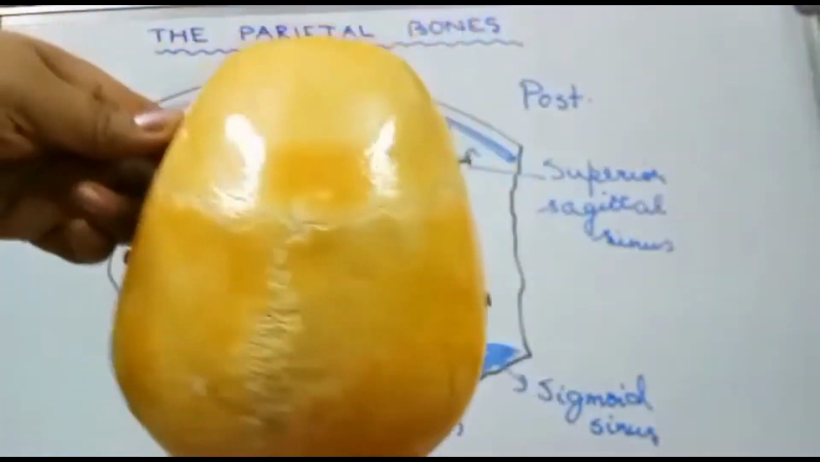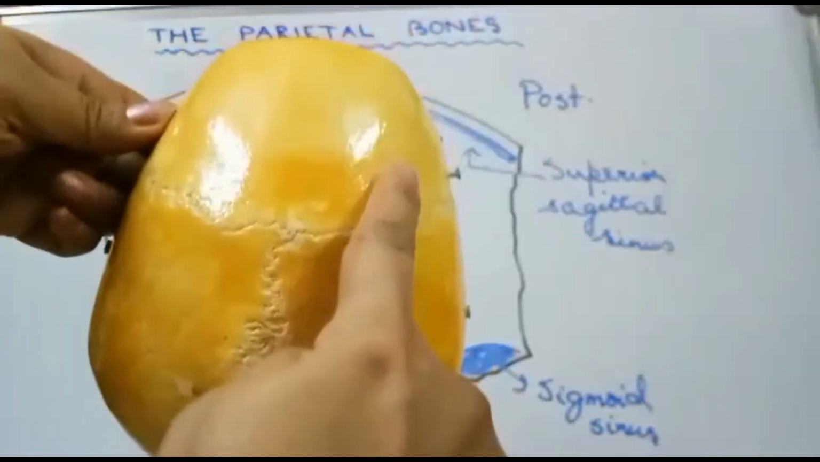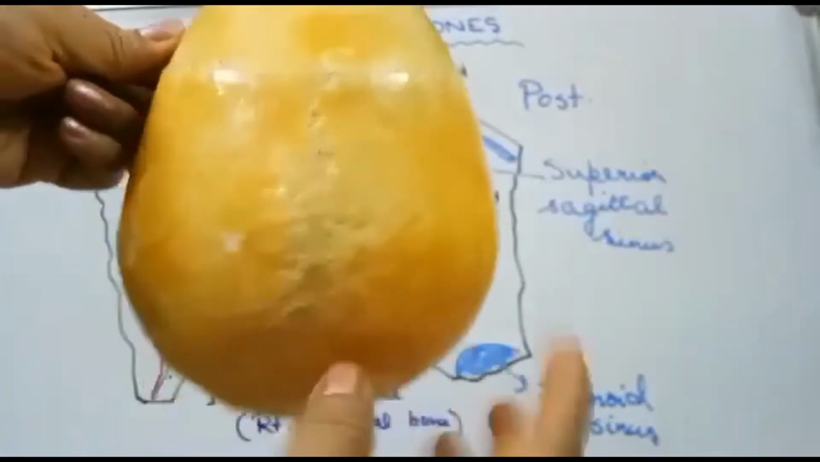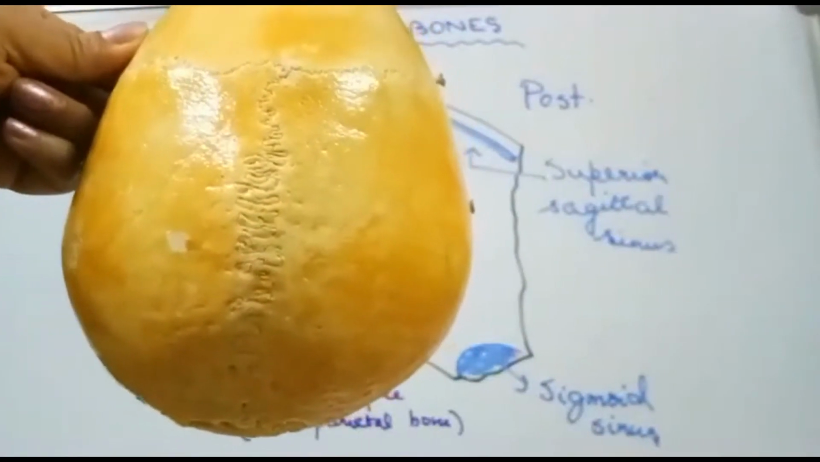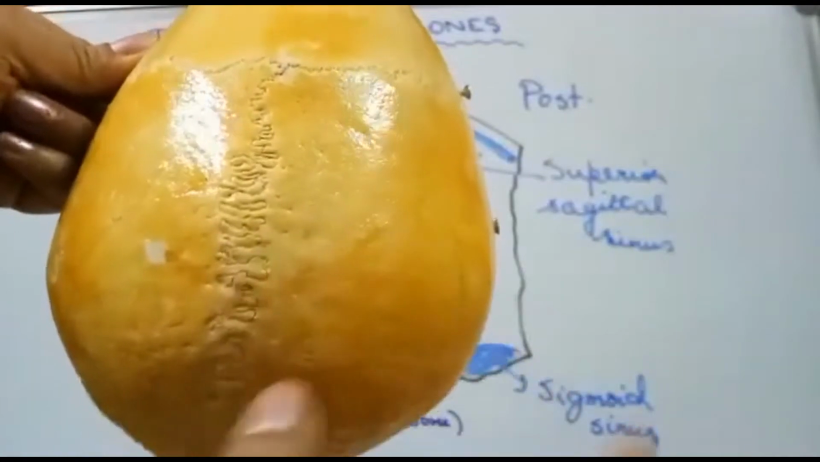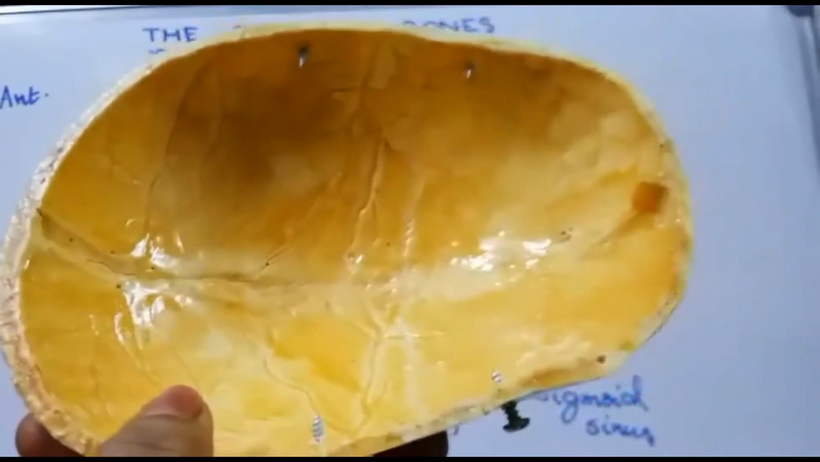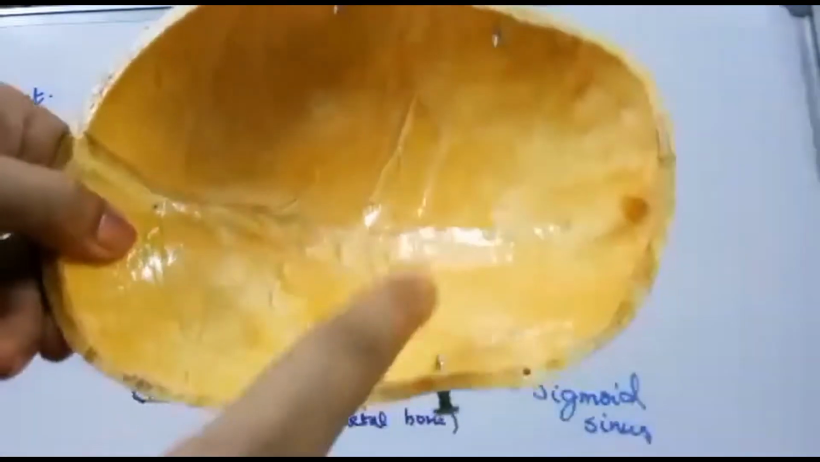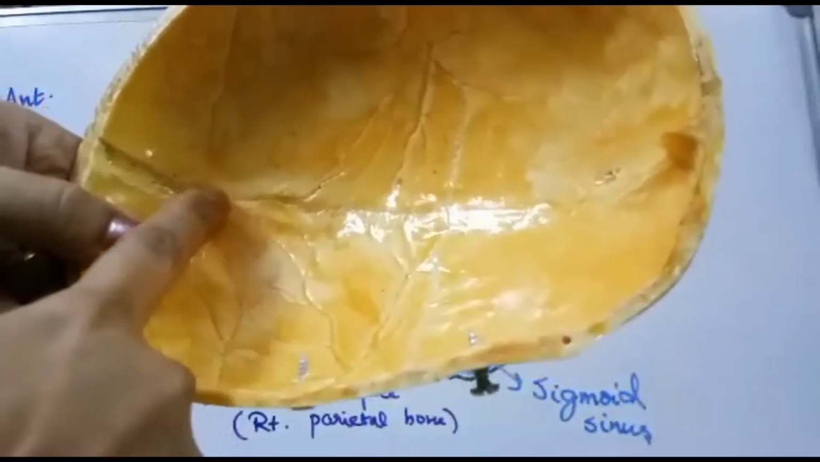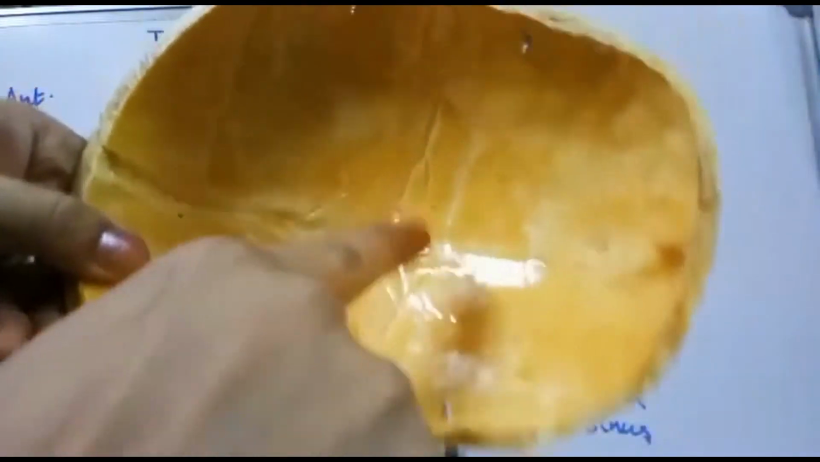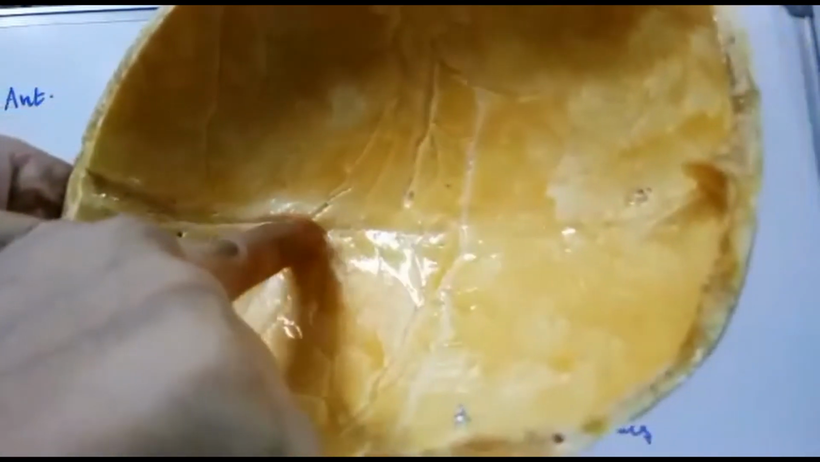So it is actually the vault of the skull. From above it will be oval shaped. So this is anterior, this is posterior. This is the sagittal suture, and when you look at it from the inner aspect, you can see that there is a deep groove running on the inner aspect of this sagittal suture. This groove is known as the sagittal sulcus.